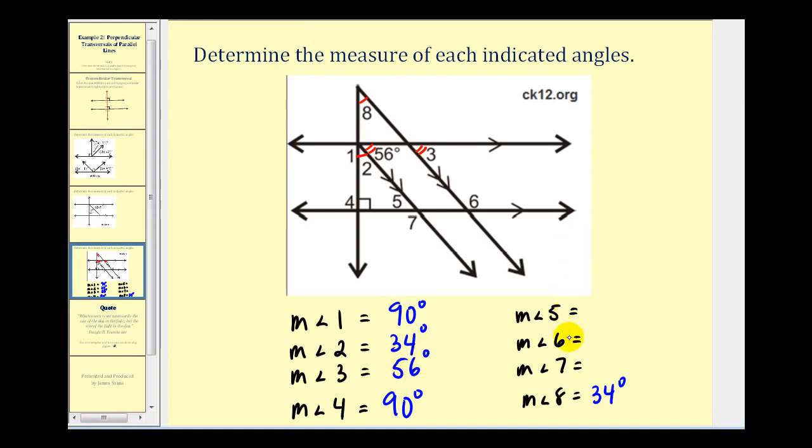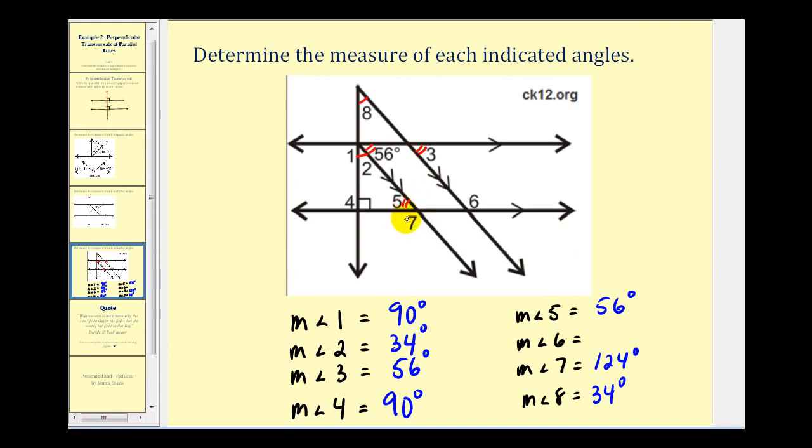Now let's take a look at angles 5, 6, and 7. Looking at the horizontal parallel lines, this angle here that measures 56 degrees is an alternate interior angle with angle 5, which means they're congruent, so the measure of angle 5 would be 56 degrees. Notice angle 5 and angle 7 form a linear pair, which means they're supplementary. So if angle 5 is 56 degrees, 180 degrees minus 56 degrees would give us the measure of angle 7. So that'll be 124 degrees for angle 7.